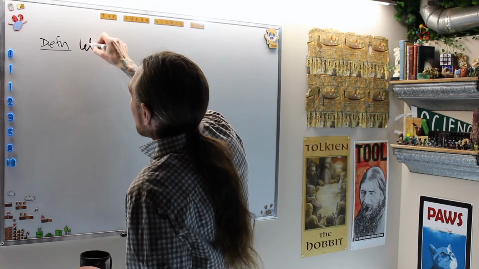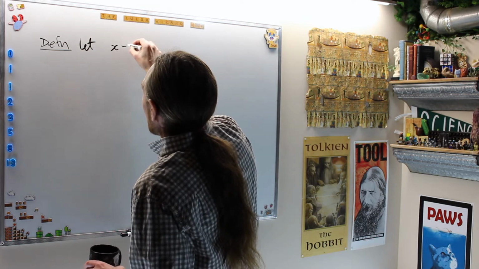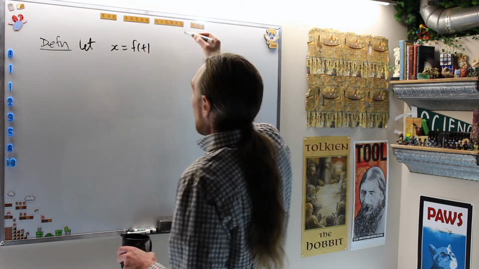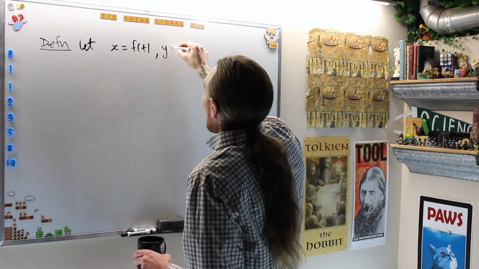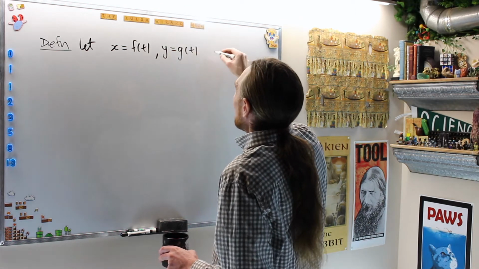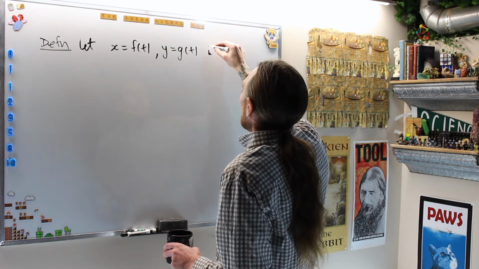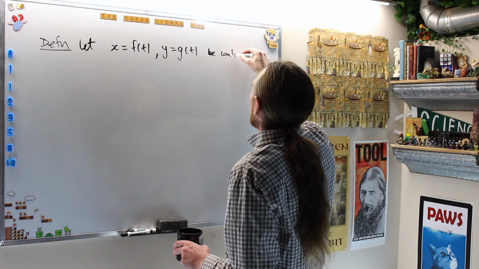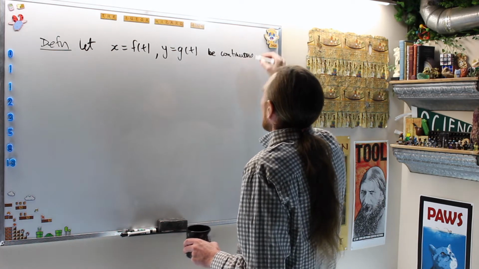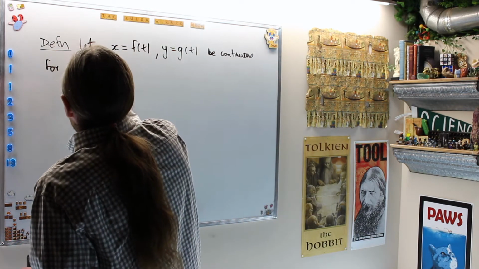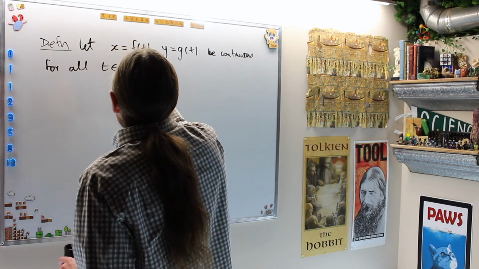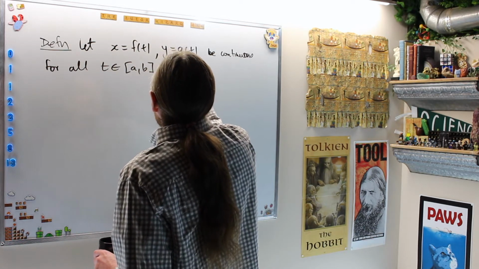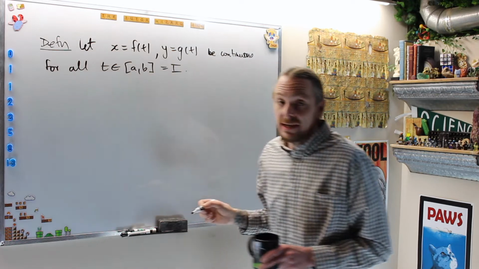Definition: let x be a function f of a parameter t and y equals some function g of t, be continuous for all t inside an interval a b, which I'll most likely call I most of the time.